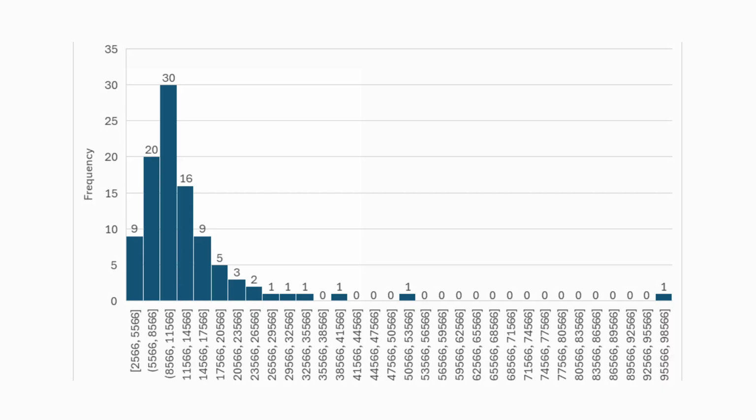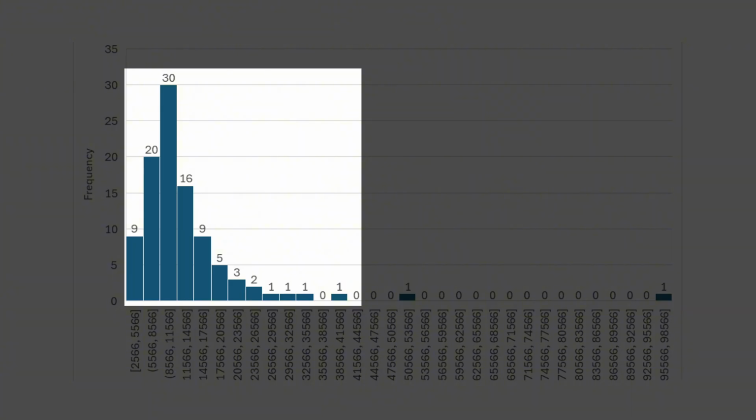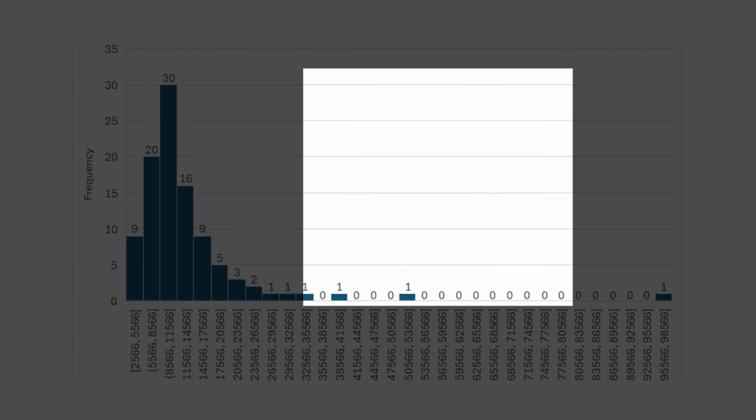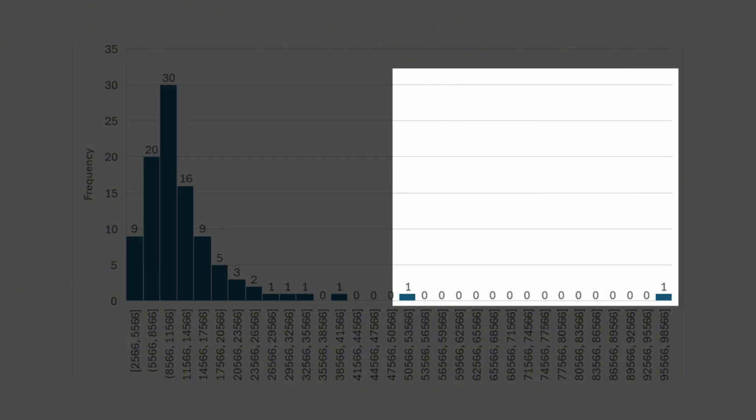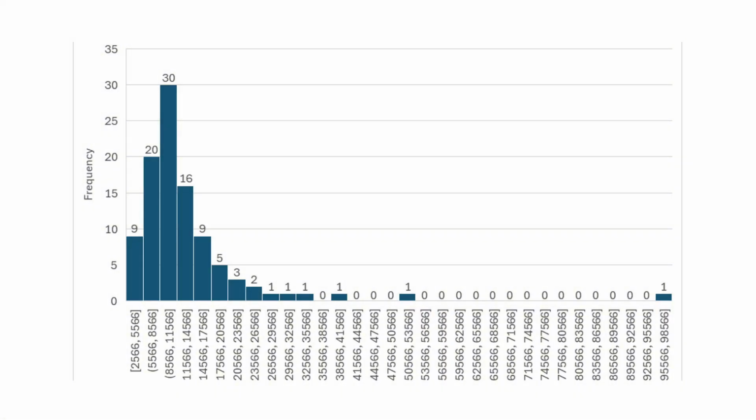The histogram shows that most households are concentrated within the lower and middle income ranges. As income increases, the number of households gradually decreases, leaving only a small proportion within the highest income categories. This creates a long right tail, which provides clear evidence of positive skewness.